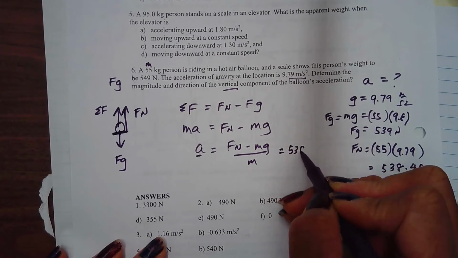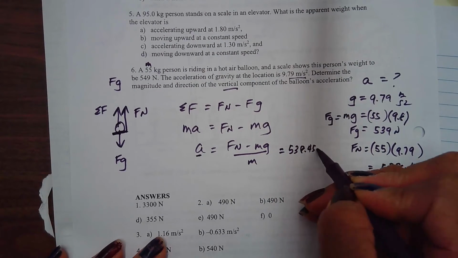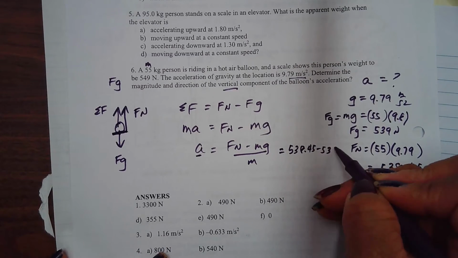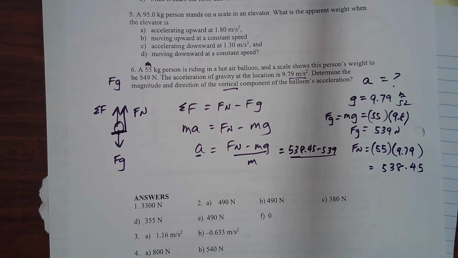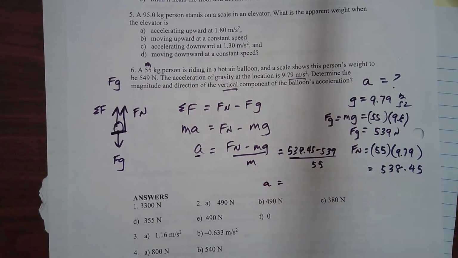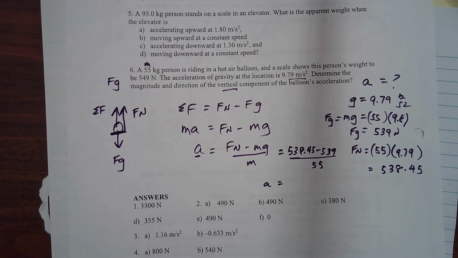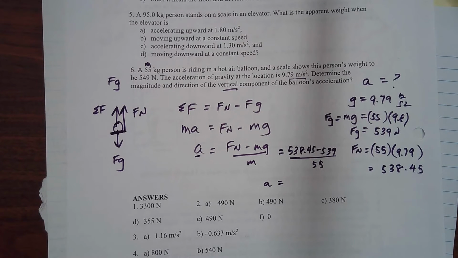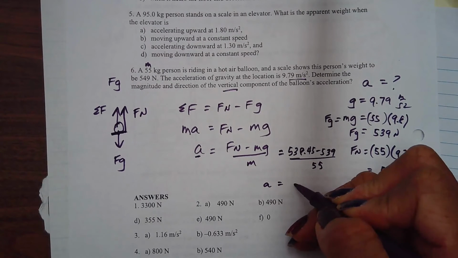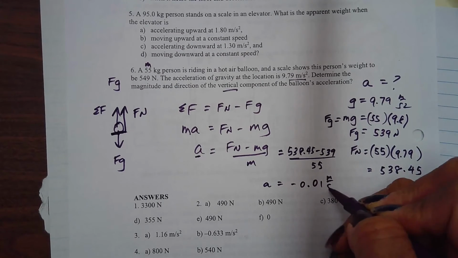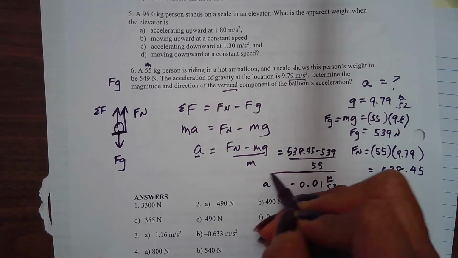So 538.45 minus the true weight of 539 divided by, what is the person's mass? 55. So the acceleration is 539. What did you guys get? 538.45. I got negative 0.01 meters per second squared. This person is going up.